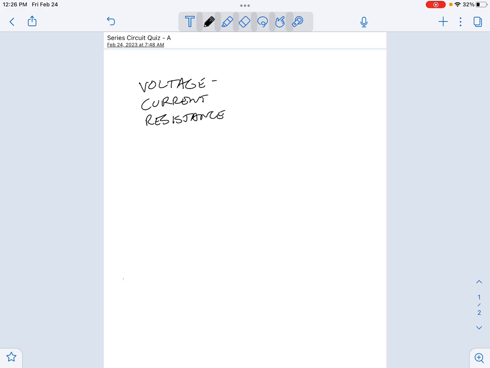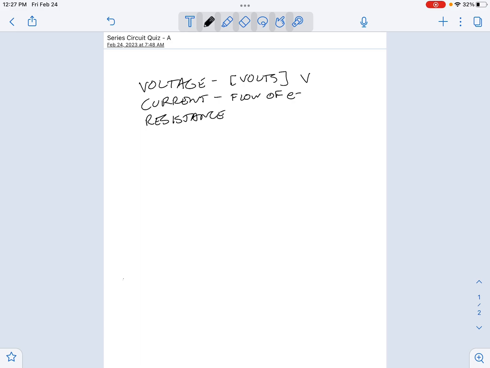Now, voltage, this is like what applies pressure. If you think about a water system, the pump applies pressure to the system to cause the water to flow. And the more pressure there is, the faster the water will flow. So voltage is like your battery or your outlet. You could have a 9-volt battery, which applies more pressure than a 3-volt battery. So that's voltage. And the units for voltage are volts. And the letter that we assign to this is V. V stands for voltage.